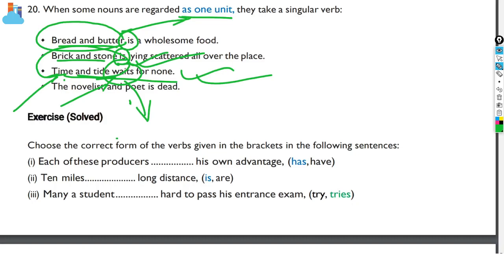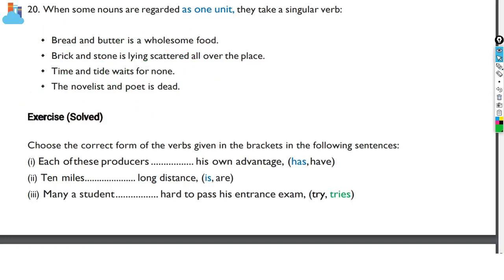Look at this, it is very interesting. Let us see this one, the last one. The novelist and poet is dead. How many people are we talking about? The novelist and poet. From this you can understand that there is only one person. The novelist and the poet means the person who was himself a novelist and a poet. Both these qualities were there. He was also a poet and a novelist.